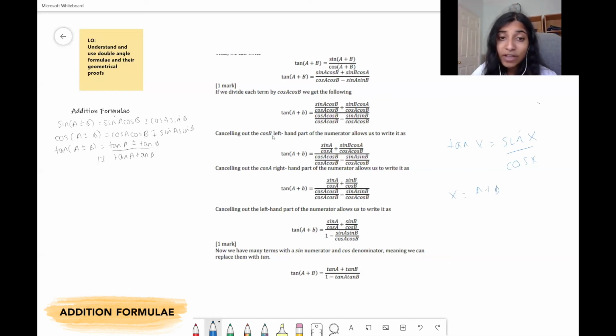So now the first thing we want to do is cancel out the cos B from here. Then we'll be left with this expression. And then if we cancel out the cos A's from here, you'll be left with this expression.